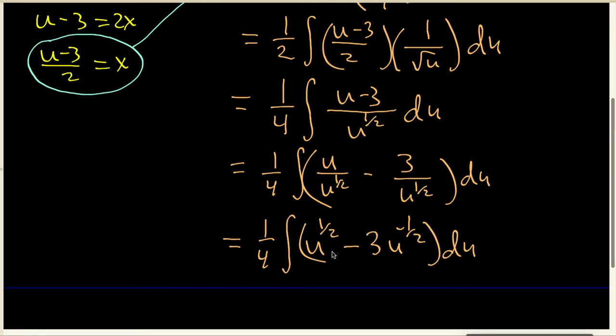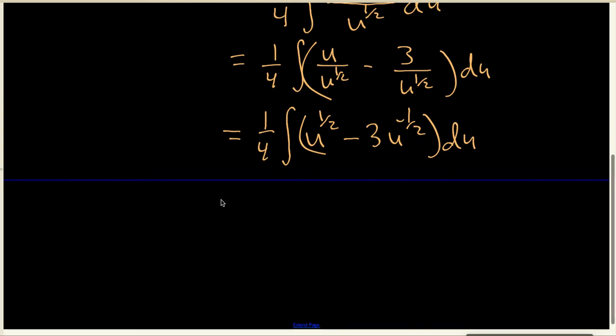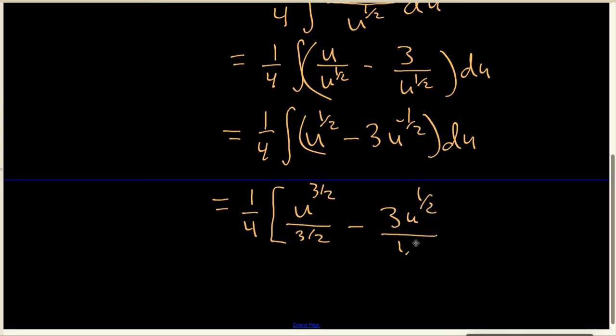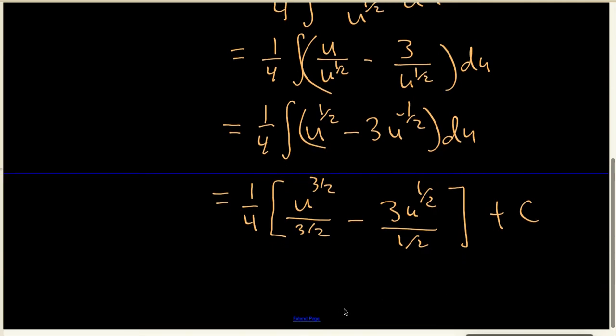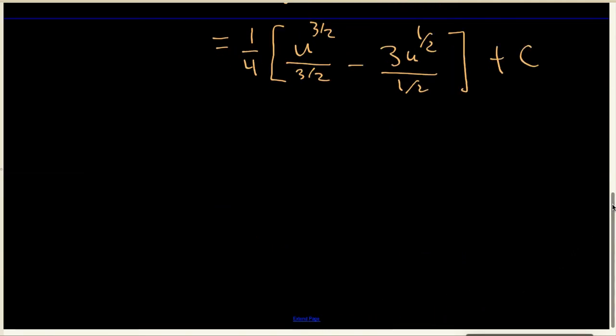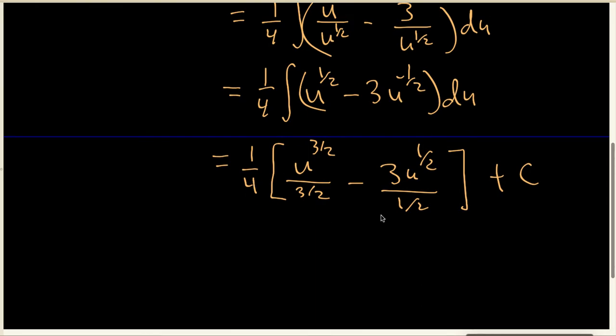And at this point, I want to notice that both of these are easy to integrate. The 1/4 is going to multiply everything. So I'm going to have 1/4 times u to the 3/2 divided by 3/2 minus 3 times u to the 1/2, divided by that new exponent of 1/2, and add a constant. Now all I have to do is back substitute and clean up the fractions. I think I will do the back substitution after I clean up the fractions.